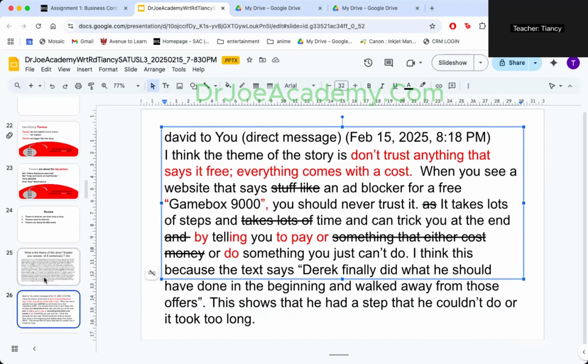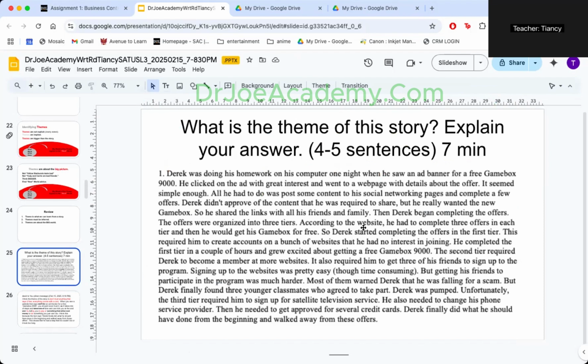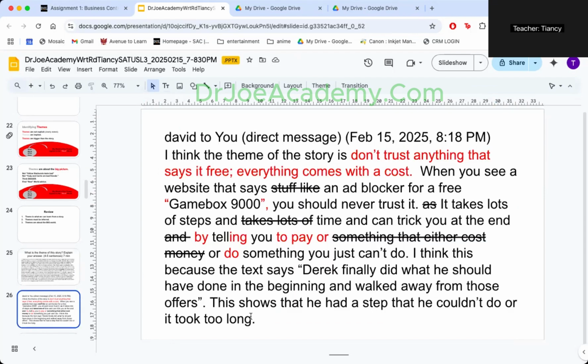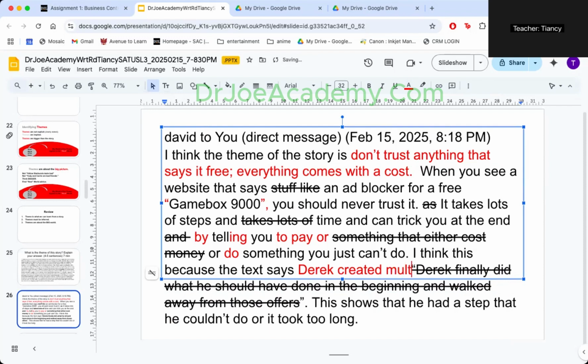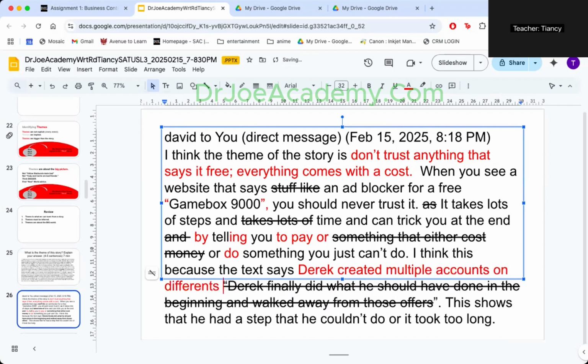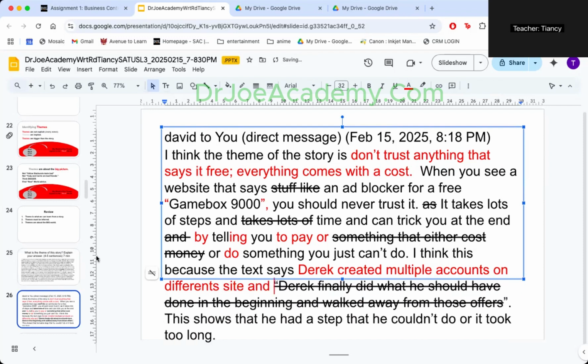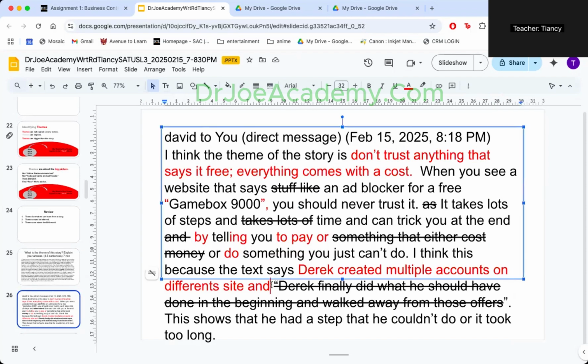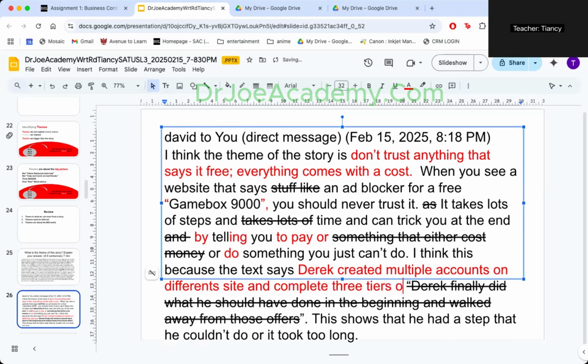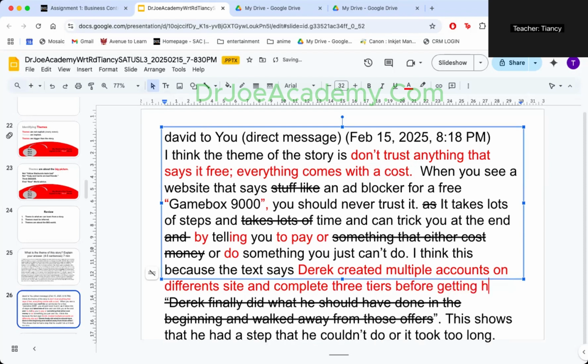And let's go back to the story. So he began completing offers, organized in 3 tiers, and completing the first one required him to do a bunch of steps, right? So you can say the example of this could be the fact that Derek created multiple accounts on different sites, and he had to finish 3 tiers of offers before getting his free offer.